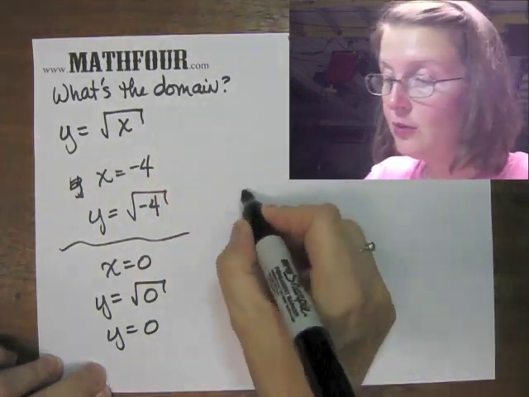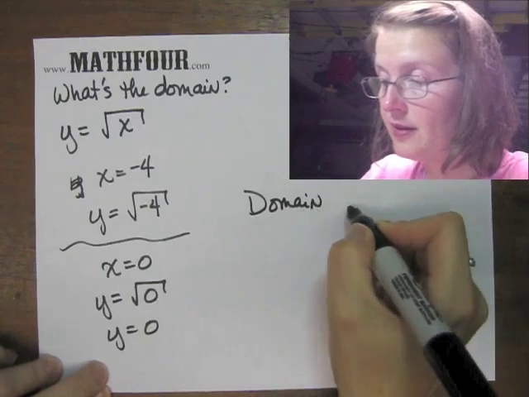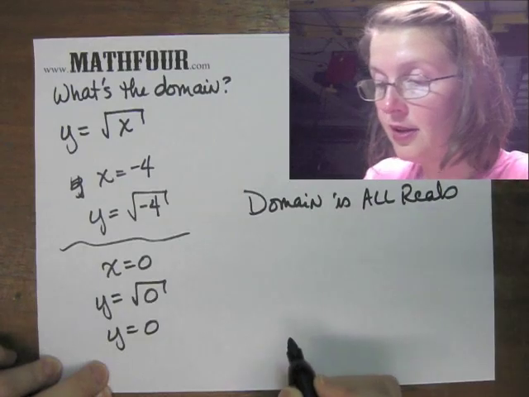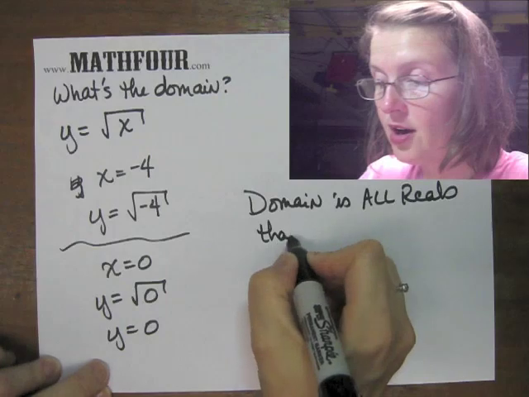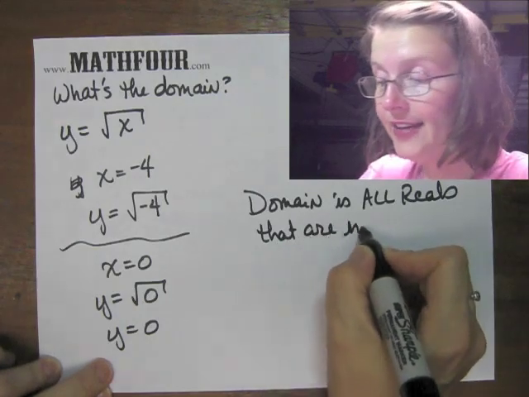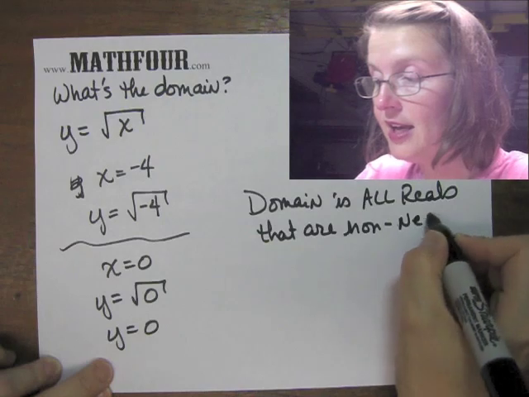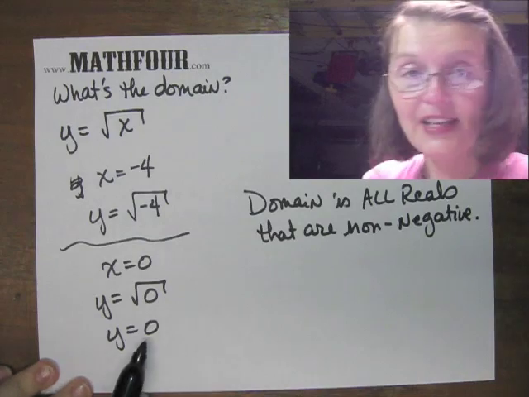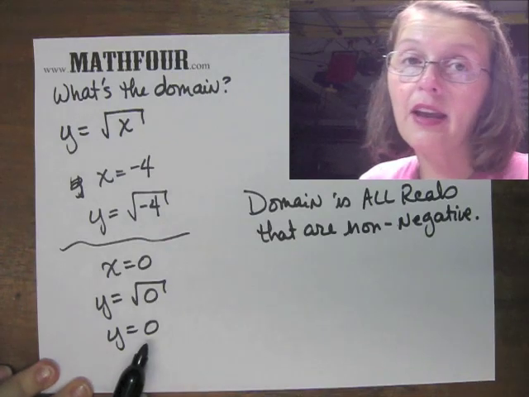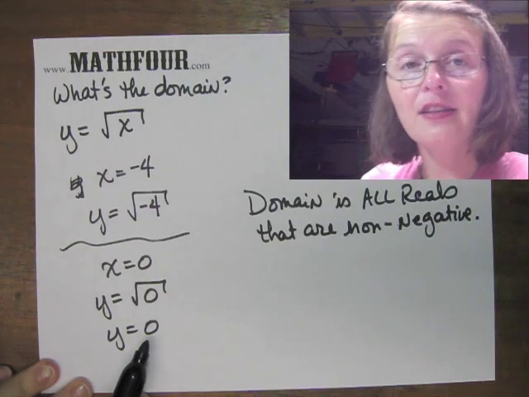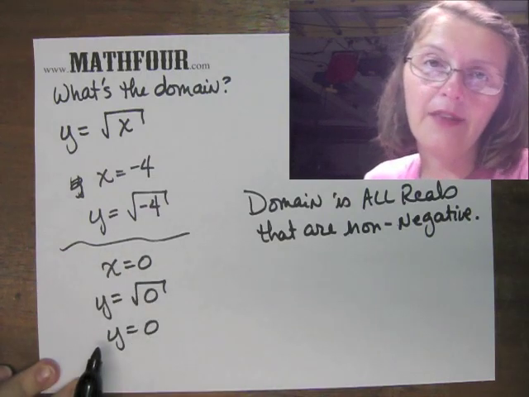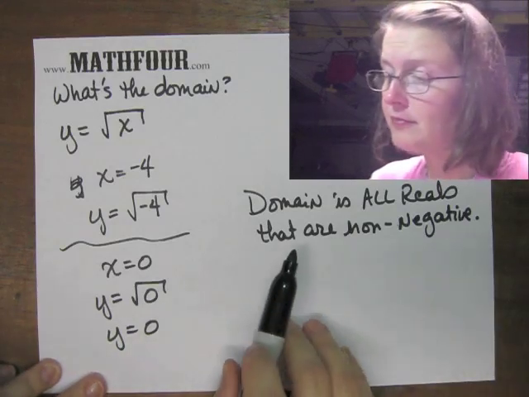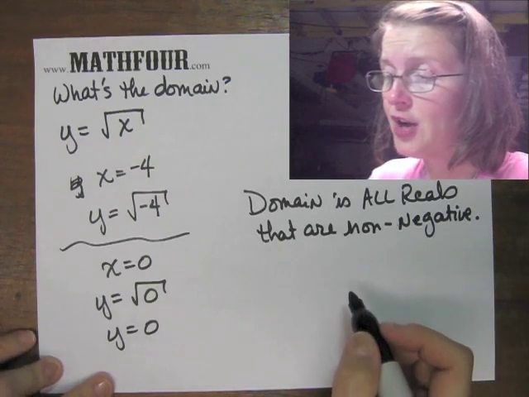So our domain would be all real numbers that are non-negative. So why do we say non-negative instead of positive? Because 0 is neither positive nor negative. So if I said positive, I'd be leaving this little guy out, and he's kind of important. Or at least we don't want to make him feel bad. So the domain is all the reals that are non-negative.